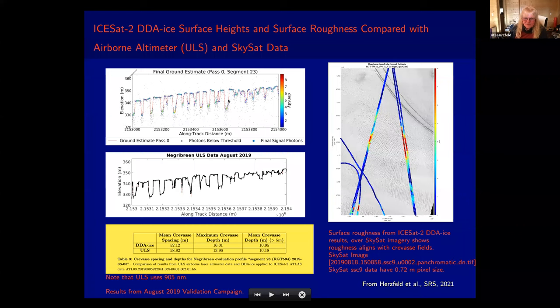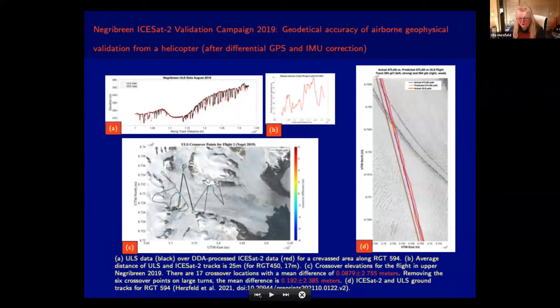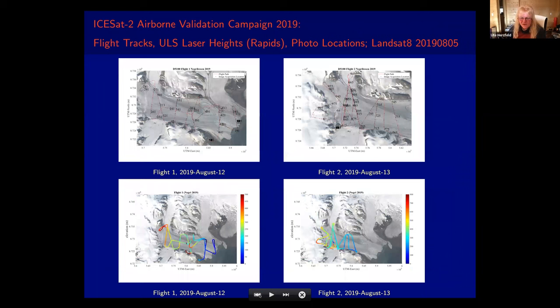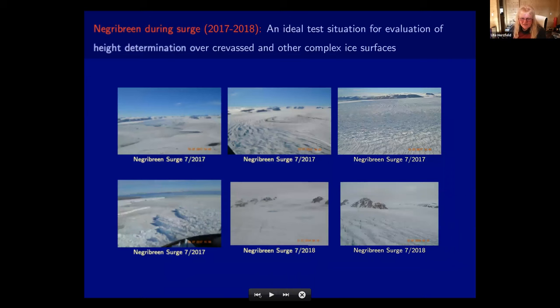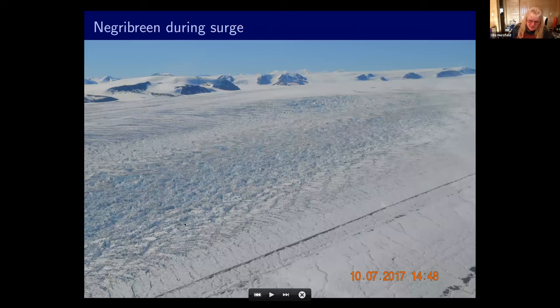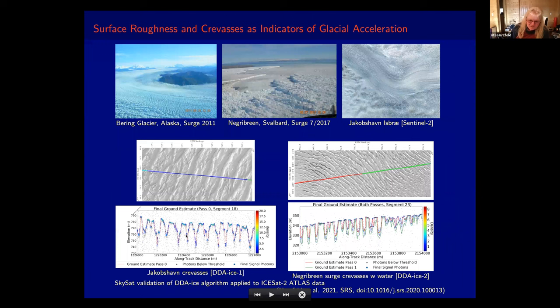where's a better slide for this? You get some, of course, limited information on, where's the first slide, on the shape of crevasses. You have to be a bit lucky whether you have reflections off the side of the crevasse. I think, see, like in these ones from Jakobshavn, you definitely see photons that follow the sides of the crevasse. Now, Jakobshavn has really wide crevasses.